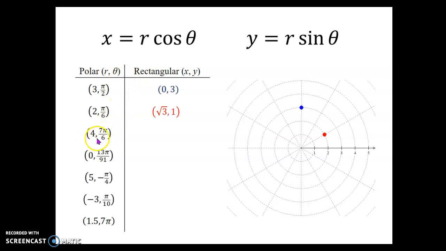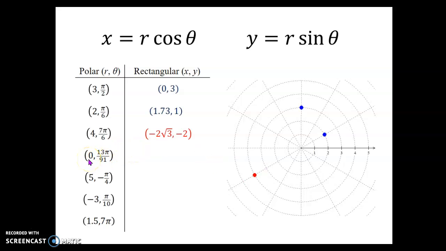Now, what about the point 4, 7 pi over 6? 7 pi over 6 is this direction. 6 pi over 6, or pi, would be here. So 7 pi over 6 is past that. 4 would just mean we go 4 spaces out, so right here. And if we convert to rectangular coordinates, I'm going to predict that the x and the y are both going to come out negative, because that does give us a point down here in the third quadrant. And if we actually do 4 times the cosine of 7 pi over 6 and 4 times the sine of 7 pi over 6, we get negative 2 root 3 for x and negative 2 for y.